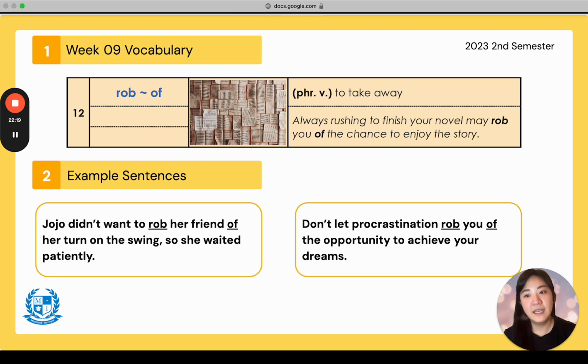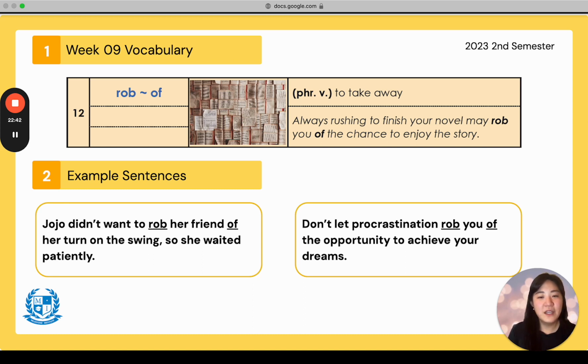Very good. Example 1. Jojo didn't want to rob her friend of her turn on the swing, so she waited patiently. So maybe Jojo was like, oh, it's my turn to go on the swing. But Jojo didn't want to rob her friend of the chance to be on the swing, so she said, okay, you can go. And she just waited.